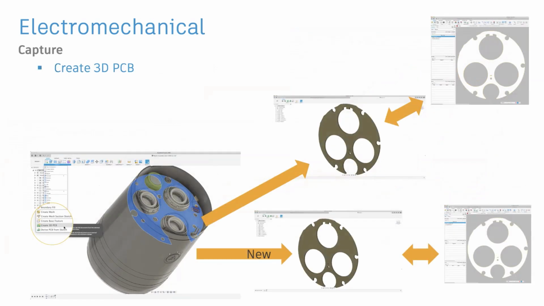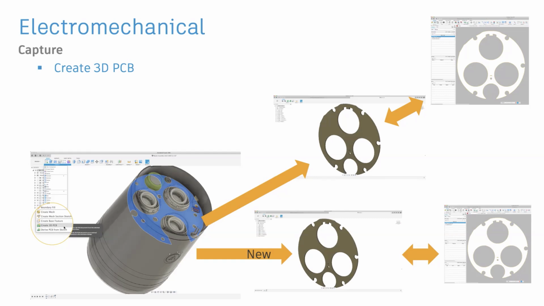Create 3D PCB allows me to capture either an enclosure surface, or I could select a sketch profile, and actually build that into my 3D PCB. I could take that 3D PCB and import it into my circuit board. That will be my outline. As you see, I'm not converting anything. I'm actually capturing complex geometry, as you can see here.